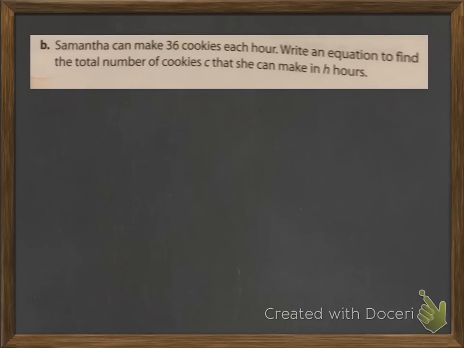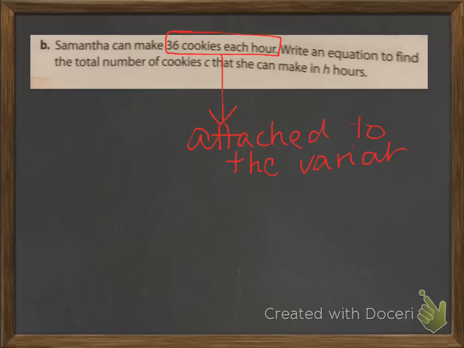All right, on B it says Samantha can make 36 cookies each hour. There's that word each again. Remember, that tells us this is probably going to be attached to the variable. This is usually the easiest one to identify.